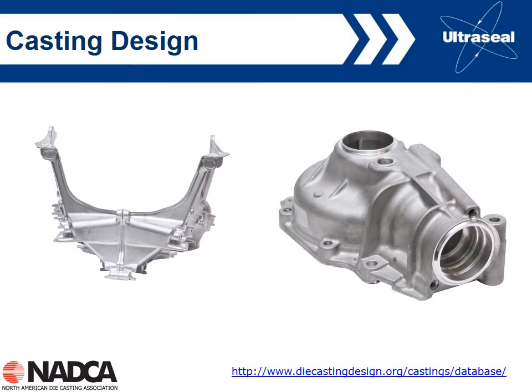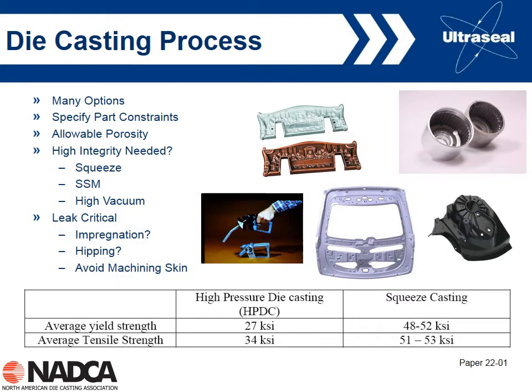So let's initially talk about casting design. So the first thing we want to do is to pick the die casting process that we're going to use. Historically, there's only really been one, high pressure die casting. But these days, there's some modified die casting processes that can give you higher integrity castings, and some of these are high vacuum die casting, squeeze casting, and semi-solid casting.